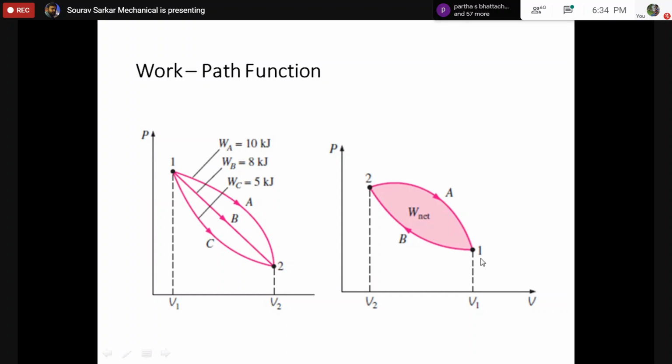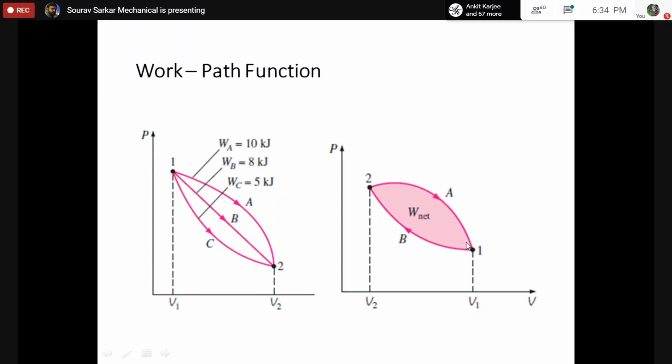So if I move from the point 1 to 2 through the path A, simply reverse this arrow. If I move from the point 1 to 2 through the path A, that means basically that is a compression. This compression is a negative work. And if you are moving from 2 to 1, it's an expansion work. This is a positive.